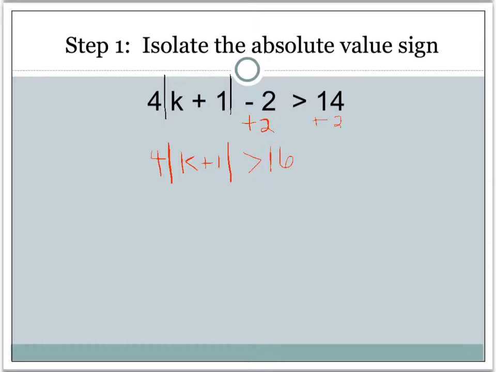To get rid of that 4 in front of the absolute value, we must divide, because we use the inverse operation of multiplication. Therefore we end up with the absolute value of k plus 1 is greater than 4. Once again, notice the inequality did not flip because we did not multiply or divide by a negative. So step 1 is complete. We have isolated the absolute value, and it is the only thing on the left-hand side of the inequality.